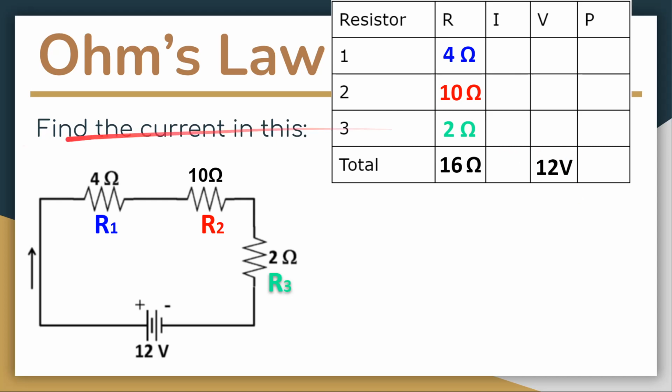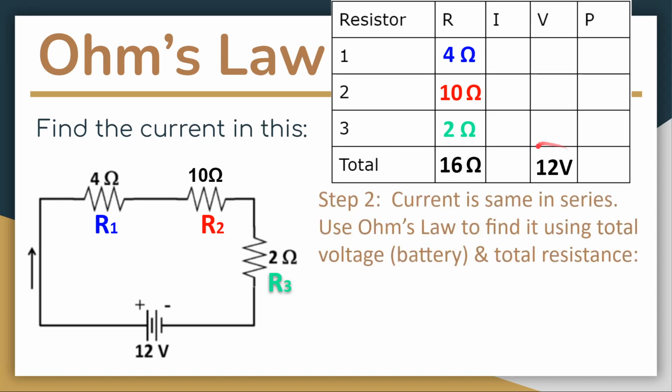Okay, the question says find the current in this circuit. I can find the current now because I know Ohm's law allows me to calculate current if I know voltage and resistance. And guess what? I have my total voltage and I have my total resistance, so I can find my total current. And in a series circuit, the total current is the same the whole time. So if I find this current for the total, it's going to be equal for the whole thing because there's only one loop.